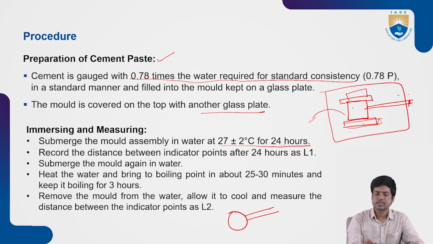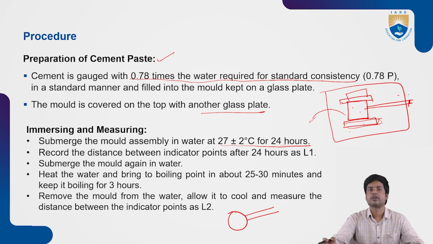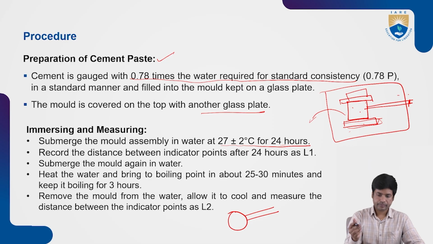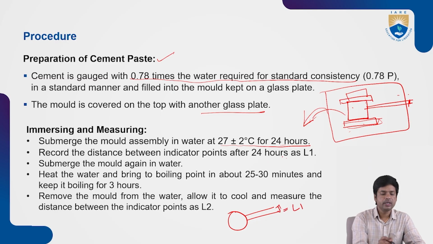This is the top view of the split cylinder Le Chatelier mold. After keeping the mold for 24 hours in the normal water bath, take out the total setup from the water and measure the distance between these two indicators. Record the distance between the indicator points after 24 hours as L1.